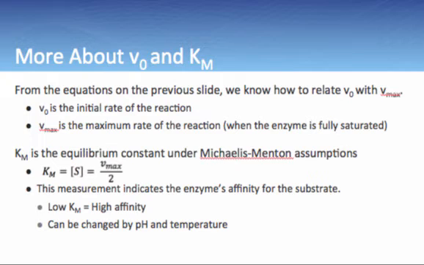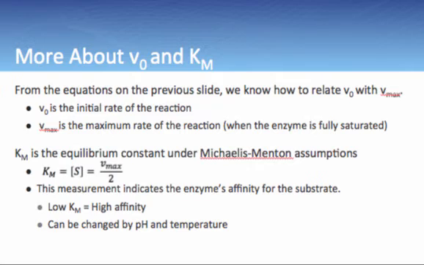Additionally, looking at Km, this is an equilibrium constant under the Michaelis-Menten assumptions. Km is the substrate concentration at half of the Vmax. This is a great indicator of the enzyme's affinity for the substrate. If you remember the hemoglobin binding curve, a lower P50 value shows higher affinity. It's very synonymous here: if we have a low Km, we have a high affinity for enzyme binding to substrate. However, this Km can be changed by pH and temperature.